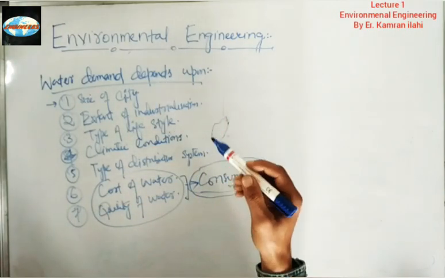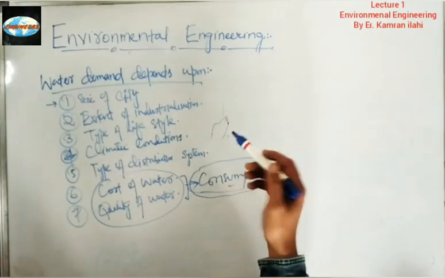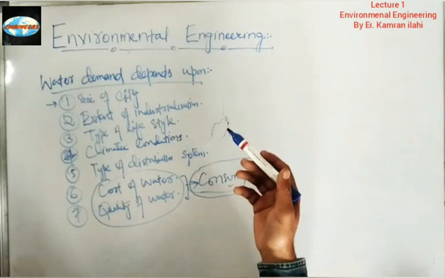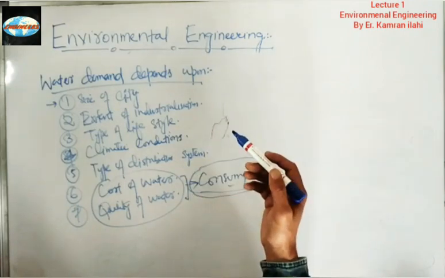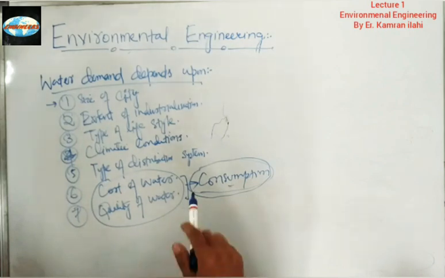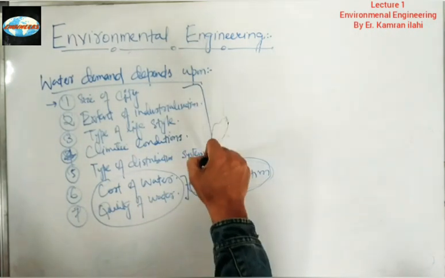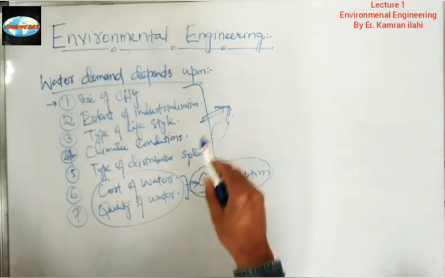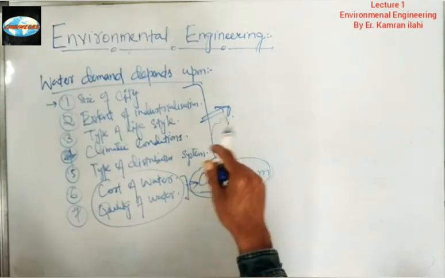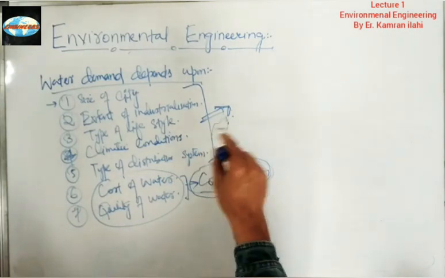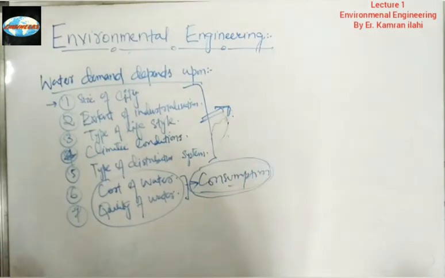It's like domestic water demand. You need water for drinking, you need water for cooking, washing, bathing, you need water for industries. So these will actually affect the consumption, not the water demand. But these things, they will obviously affect the water demand. Okay, so this was all about the water demand today.